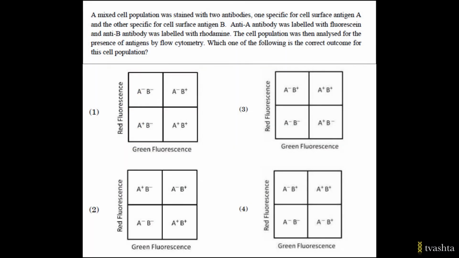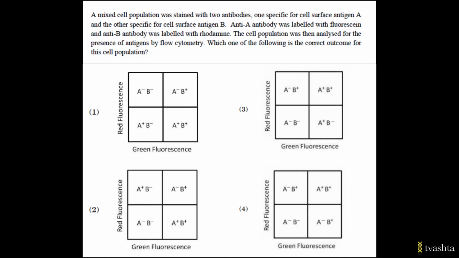This question is from CSIR NET December 2019 paper, from section C, and it says: a mixed cell population was stained with two antibodies, one specific for cell surface antigen A and the other specific for cell surface antigen B. Anti-A antibody was labeled with fluorescein and anti-B antibody was labeled with rhodamine. The cell population was then analyzed for presence of antigens by flow cytometry. Which one of the following is the correct outcome for this cell population?